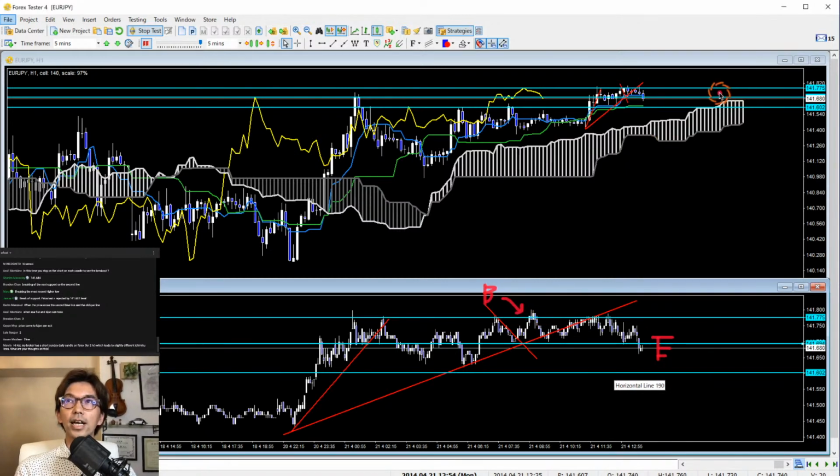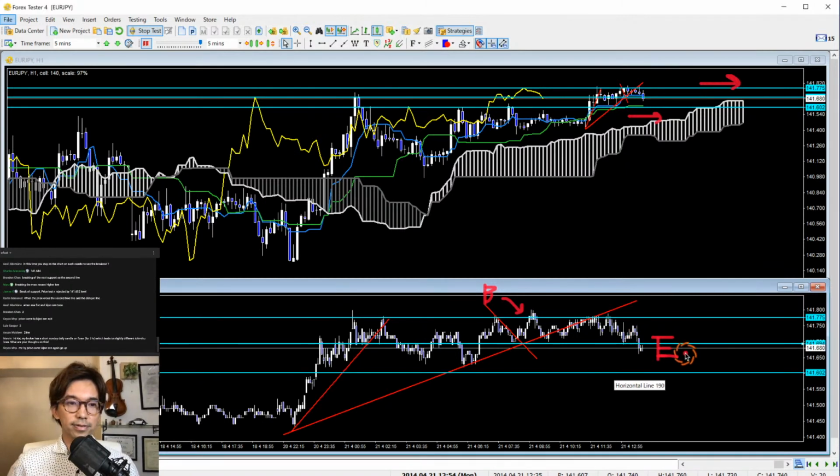And if you look at it, the Kumo is flat. Senko span A flat and Kijun Sen flat. So it's a good point. It's a great timing to exit here. Yeah, so that will be the ideal exit timing for me.